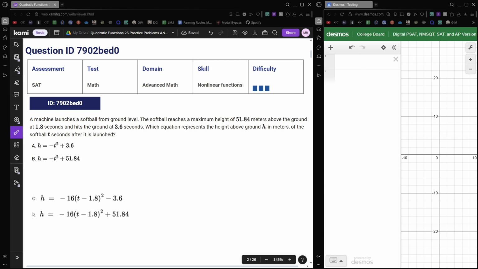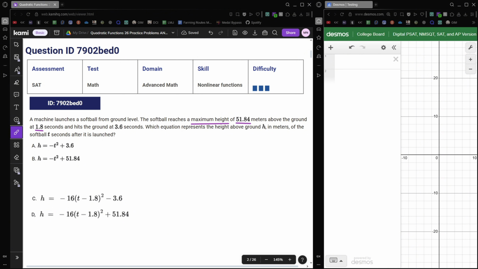Question number 2. A machine launches a softball from ground level. The softball reaches a maximum height of 51.84 meters above the ground at 1.8 seconds, and hits the ground at 3.6 seconds. Which equation could represent the height above ground, h, in meters of the softball t seconds after it is launched?